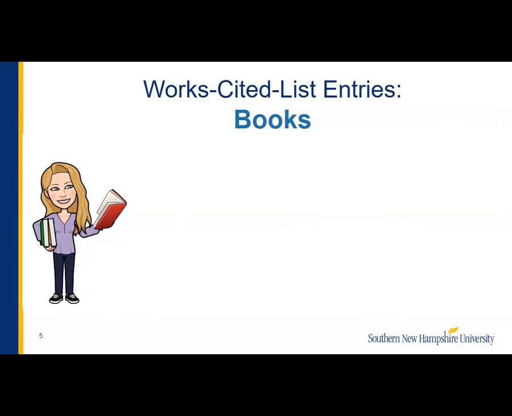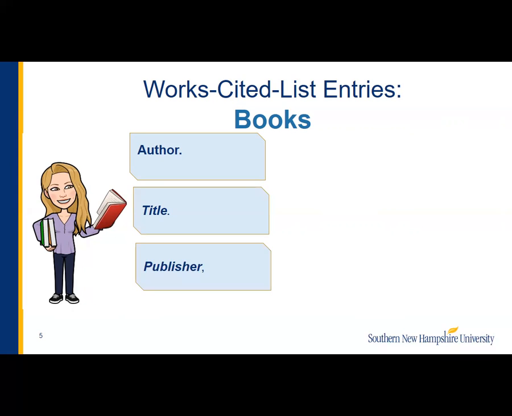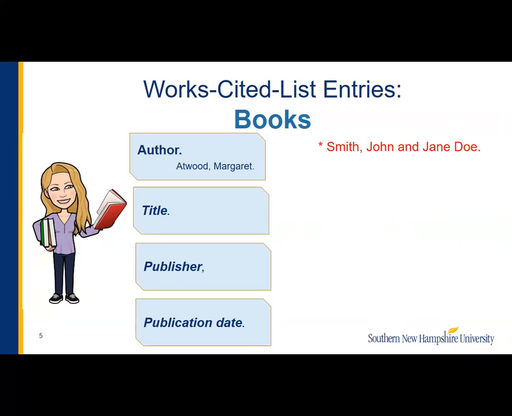Creating a works cited list entry for a book includes the author, the title, the publisher, and the publication date. Keep in mind that other elements might need to be included depending on the type of book, for example, if it's an edited or translated edition. The author will be listed by last name, comma first name, and have a period after their first name. If there are two authors, list the first author as last name, comma first name, and the second author as first name and last name, with a period after the second author.